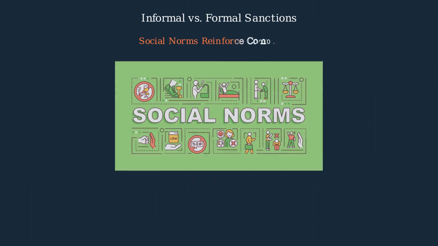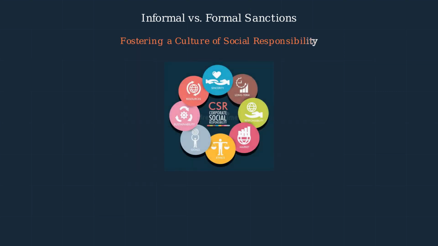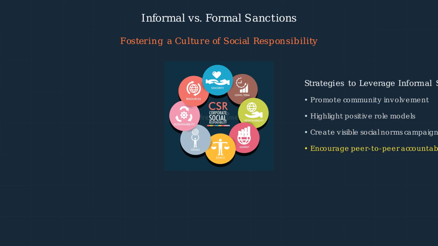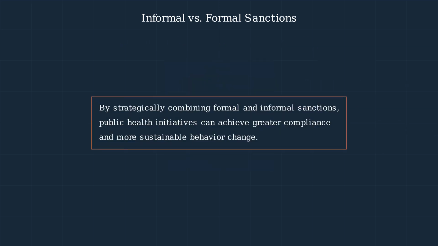Social norms are the unwritten rules that guide behavior in groups and societies. They create expectations about appropriate behavior that guide how we act. Fostering a culture of social responsibility can amplify the power of informal sanctions. This involves promoting community involvement, highlighting positive role models, and encouraging peer-to-peer accountability. By strategically combining formal and informal sanctions, public health initiatives can achieve greater compliance and more sustainable behavior change.